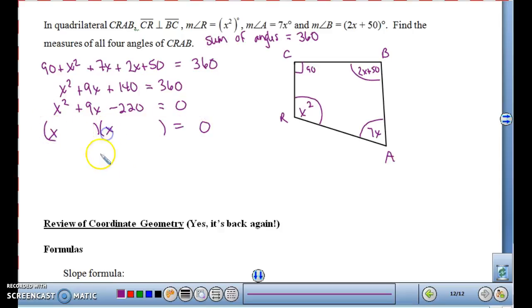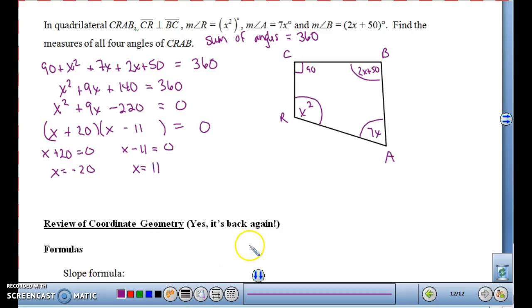x and x. The factors of 220. All right, well, we know it's going to be plus and minus. What multiplies to 220 and adds to 9 would be 11 times 20. So that would be plus 20 and minus 11. So x plus 20 is equal to 0, x minus 11 is equal to 0. So x is going to equal negative 20, and x is going to equal 11.